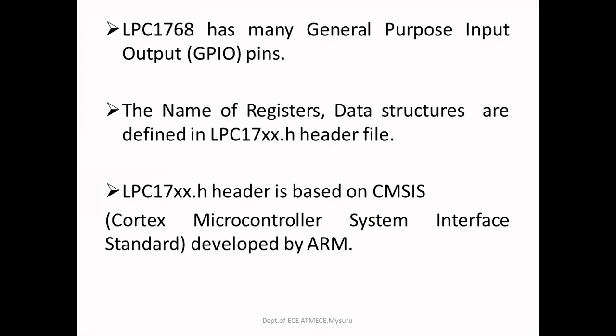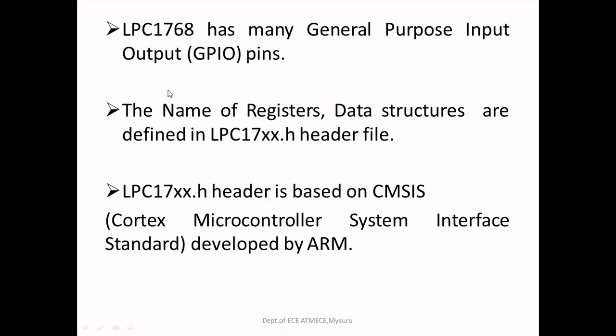As we know, an embedded controller will accept data from the sensors and it will control the actuators connected to it. That means it will take information from the outside world and send information to the outside world. That information is in the form of digital data, and this digital data is transferred from the outside world to the controller and from the controller to the outside world through general purpose input output pins.